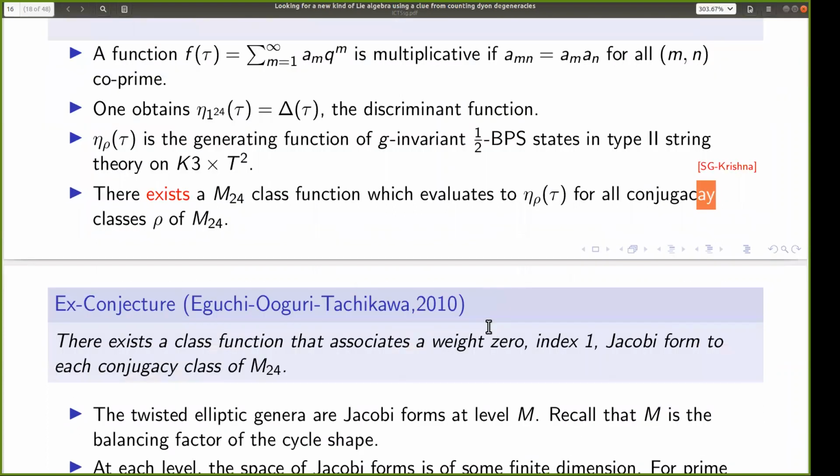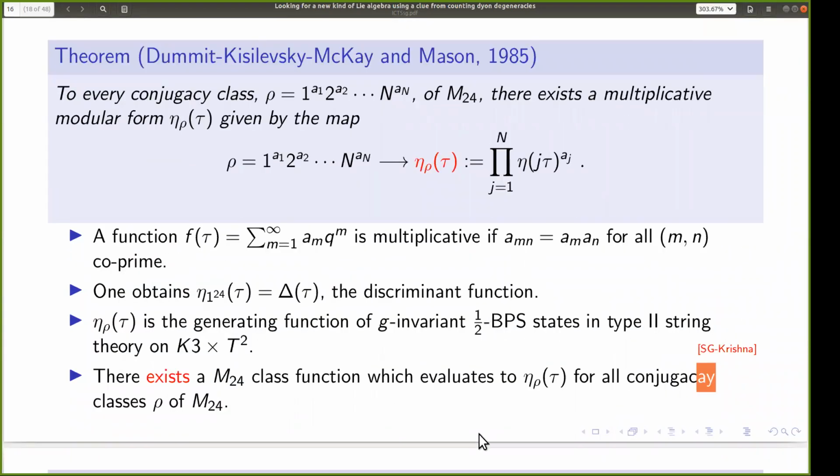Suresh, I have a question here. Yeah. So there are these 24 conjugacy classes. So you get 26. Yeah. So you get 26 eta rho. Yeah. So all these 26, you can interpret them as some refined partition functions for half BPS states.